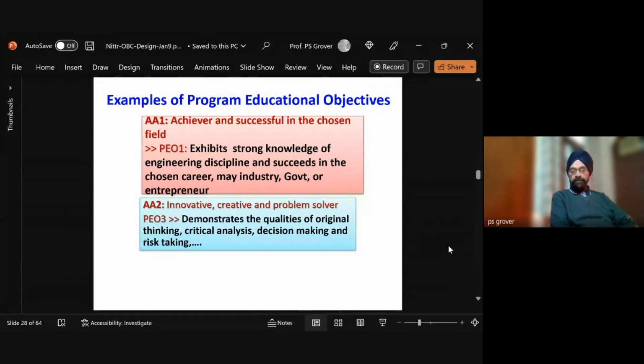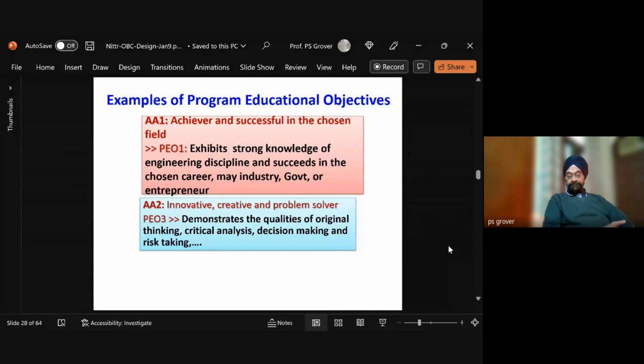An example: my student should be an achiever and successful in the chosen field. I want it. Then my curriculum has to ensure that it is possible. How do I do that? I assess it by saying: exhibit strong knowledge of the engineering discipline and succeed in the chosen career, maybe industry, government, or entrepreneurship. This is a program objective. We have to design a curriculum which helps to achieve this. Then the student should be innovative, creative, and a problem solver. I want that. This is intended.